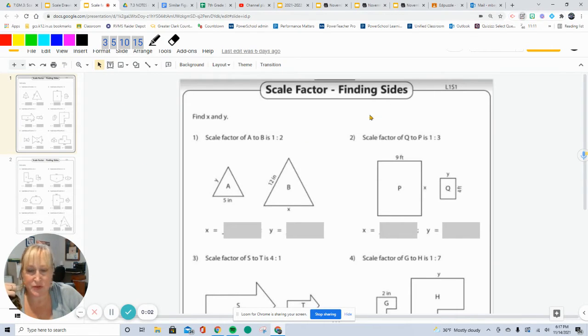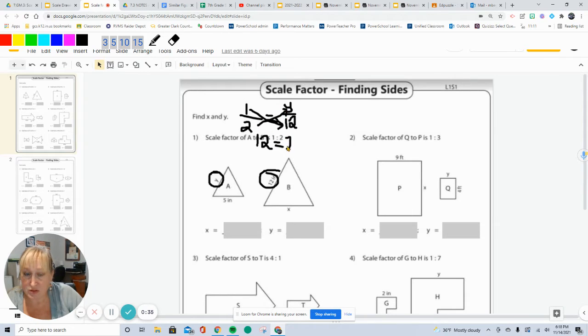Okay, so there's a couple of different ways to approach these problems. What we did on Friday was we set them up as proportions. So it would be A to B, so 1 to 2 equals, let's see, this would be 1, this would be 2. So y over 12. Then you can cross multiply, you'll get 12 equals 2 times y, 2y.